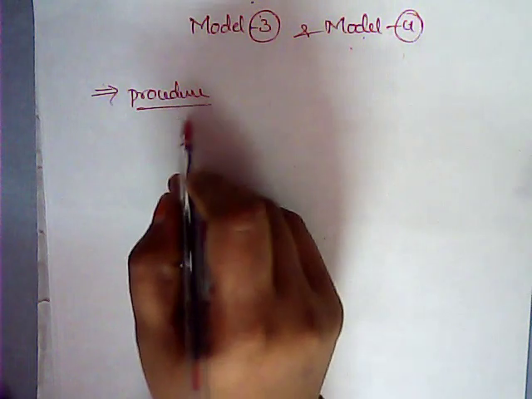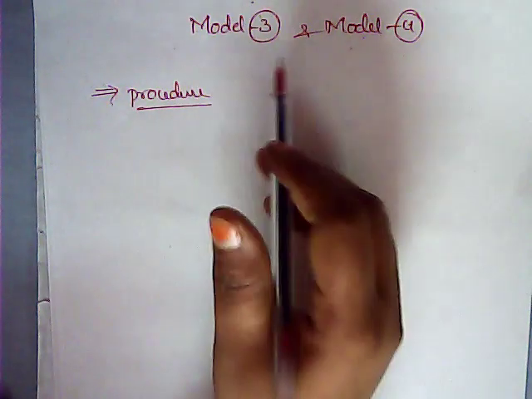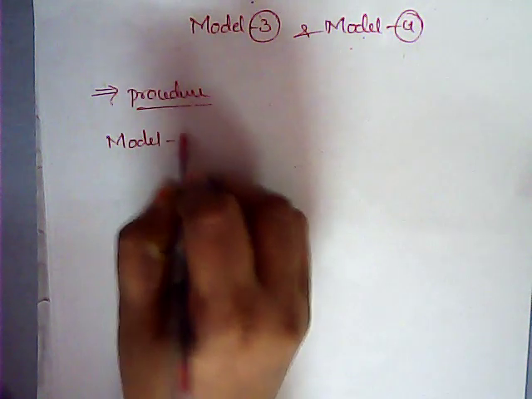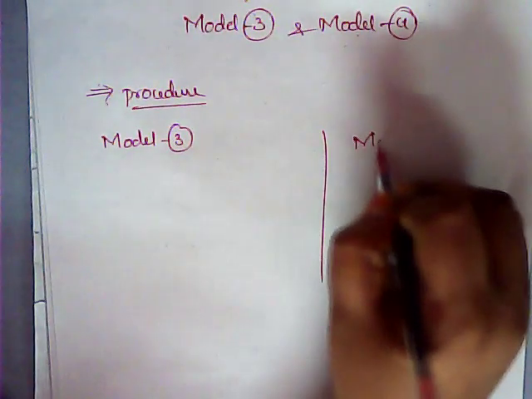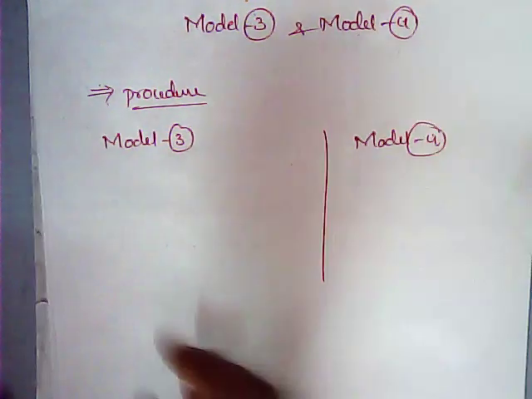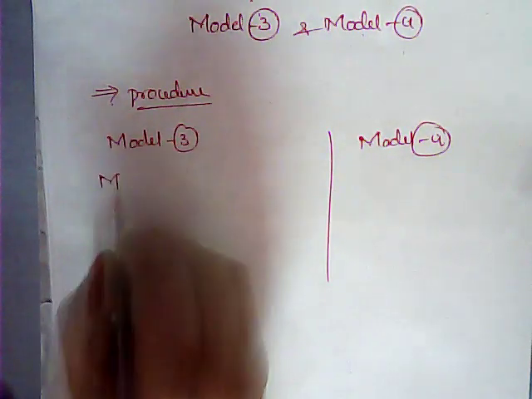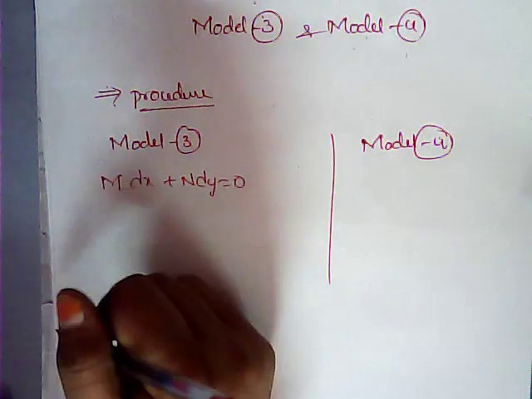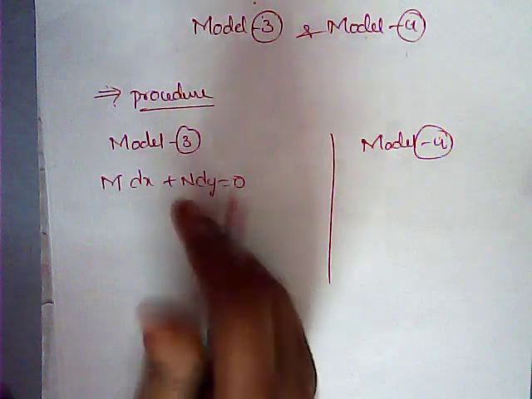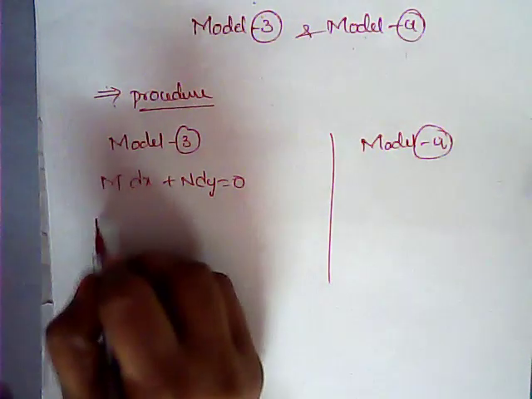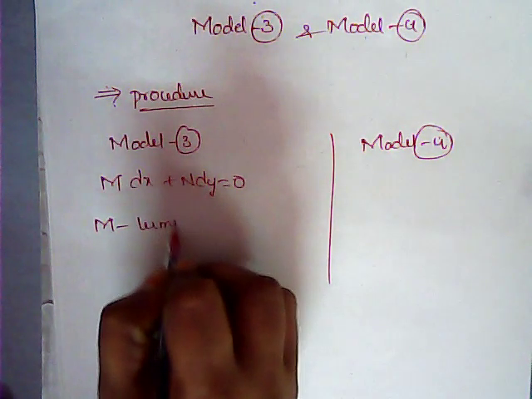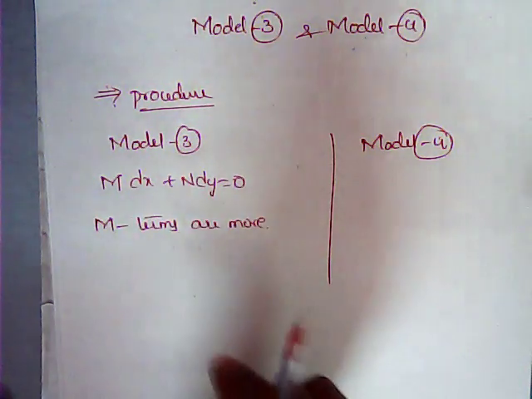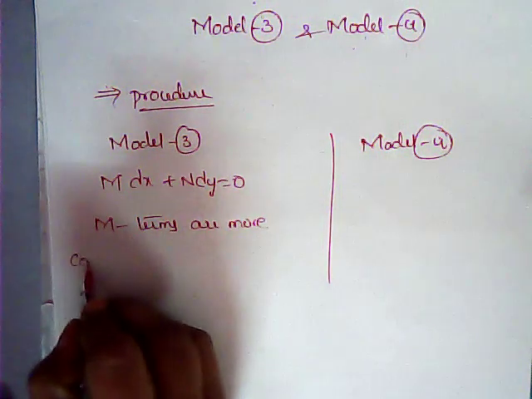So what is the procedure of finding out whether the question belongs to model 3 or model 4? In model 3, suppose the given equation is in the same way, m into dx plus n into dy is equals to 0. What is the difference between model 3 and model 4? Here, if the number of m terms are more, then we will check one condition.